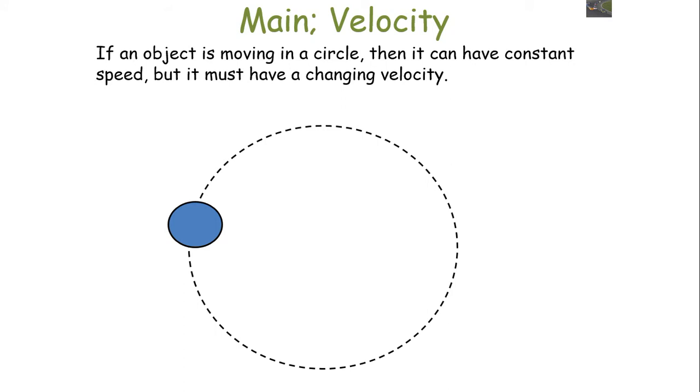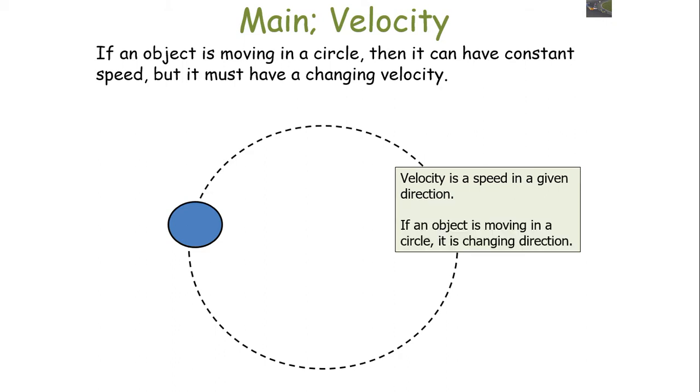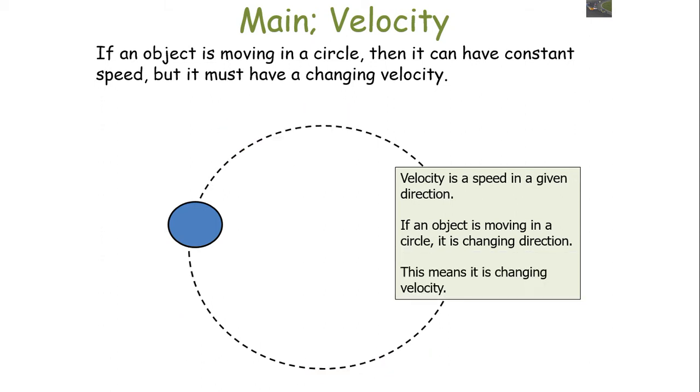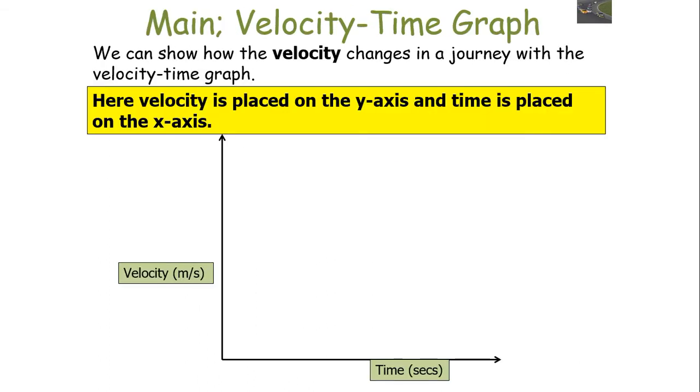Now, if an object's moving in a circle, then it can have a constant speed, but it must have a change in velocity, because velocity is a speed with a given direction. So if an object's moving in a circle, it's changing direction, there is a change in displacement. So as a result, it means there's a change in velocity, so the object is accelerating. Now we can show how velocity changes in a journey with the velocity time graph.